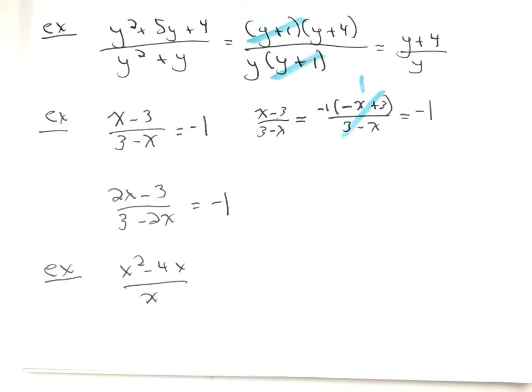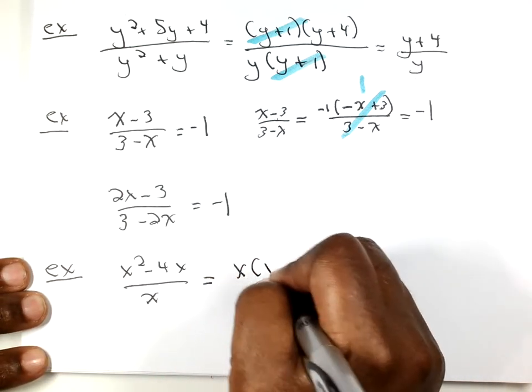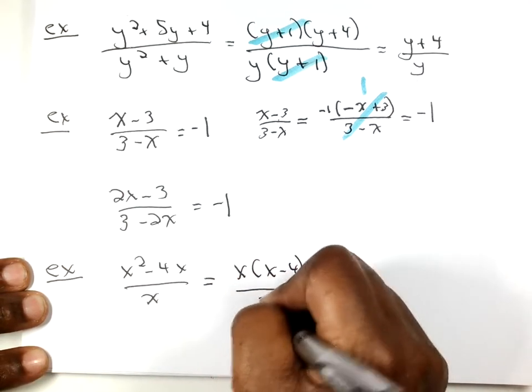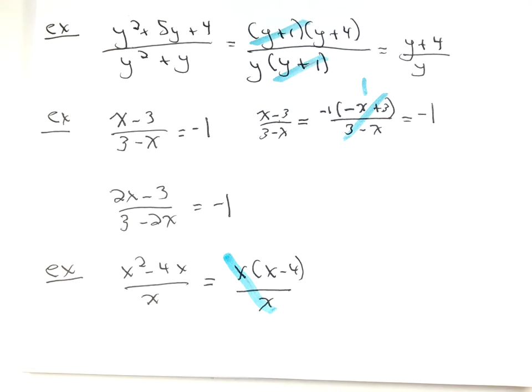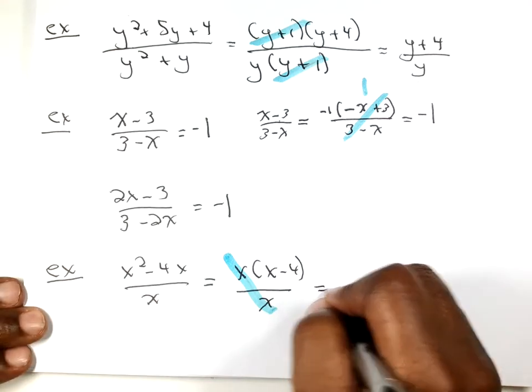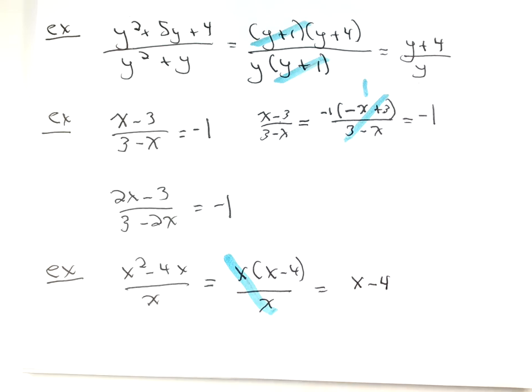I have x squared minus 4x over x. So again, I can factor the top. I can factor an x out. And the greatest common factor, so x times x minus 4 over x, that simplifies to a 1. So I'm just left with x minus 4 over 1, but I don't really need the 1 on the bottom. If that x minus 4 was on the bottom, then I definitely would need a 1 on top, because we have to make sure what's in the numerator stays and what's in the denominator stays.